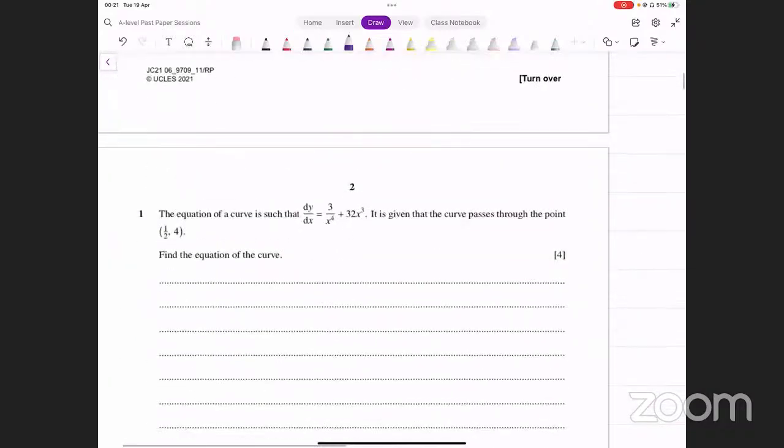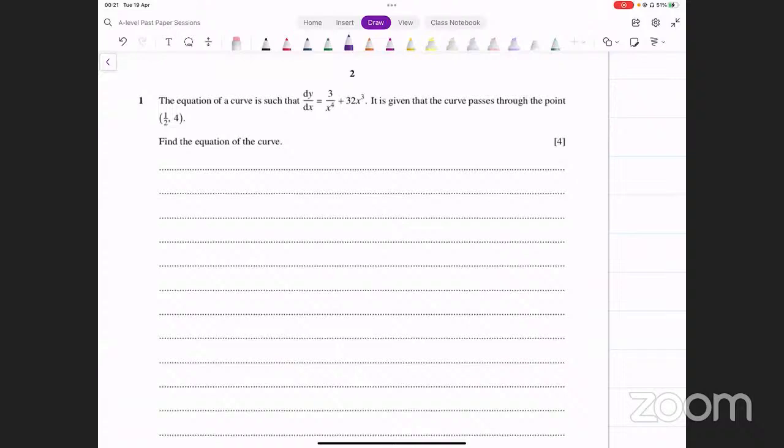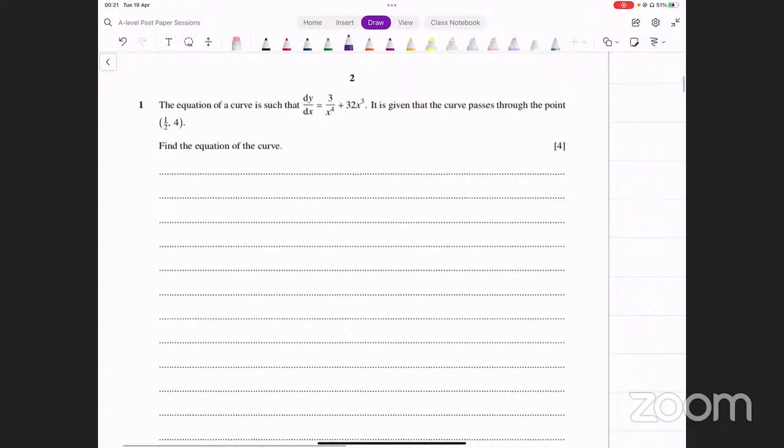Okay, let's start with question number 1 here. We've got the equation of a curve that is such that dy by dx is 3 over x raised to power 4 plus 32x cubed. Derivative दिया हुआ है. उसने कहा है find, it is given that the curve passes through this point, find the equation of the curve. क्या करना है? Integrate करना है. उसमें plus c आ रहा होगा. C की वैल्यू के लिए आप ये point use कर लोगे and you find the equation.